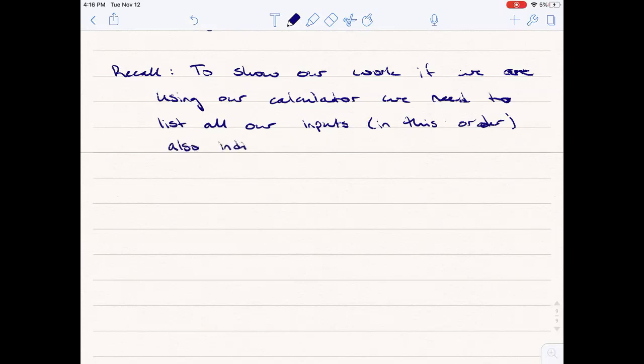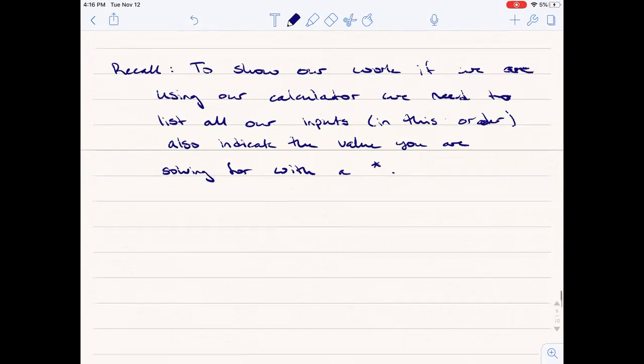Also indicate the value you're solving for. You are solving for it with an asterisk. And just to highlight which one you're solving for, right? And then I can look and say, okay, well, these inputs are all good. It should get you the right answer.